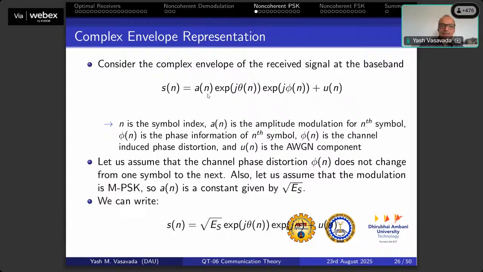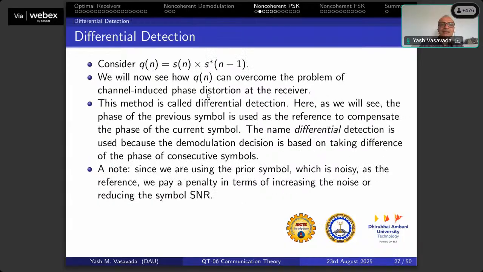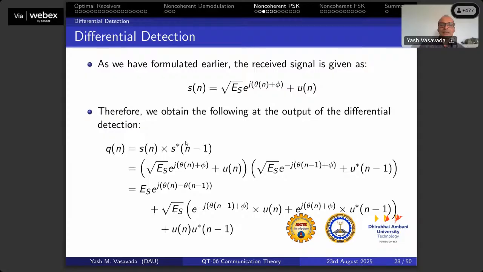The clever idea that we are going to discuss now is, what if we at the receiver do S of n times S conjugate of n minus 1? This is called differential detection. Why? Because let us evaluate S of n times S conjugate of n minus 1.